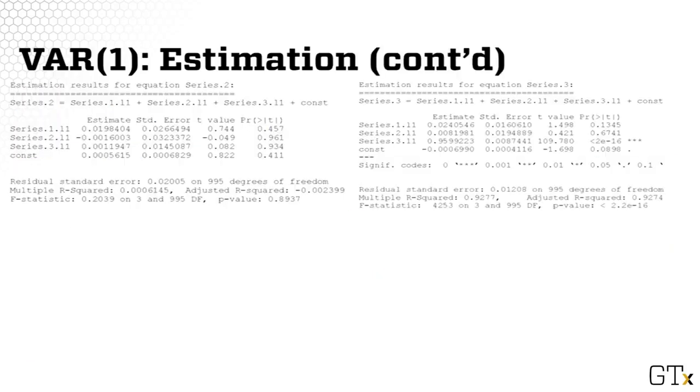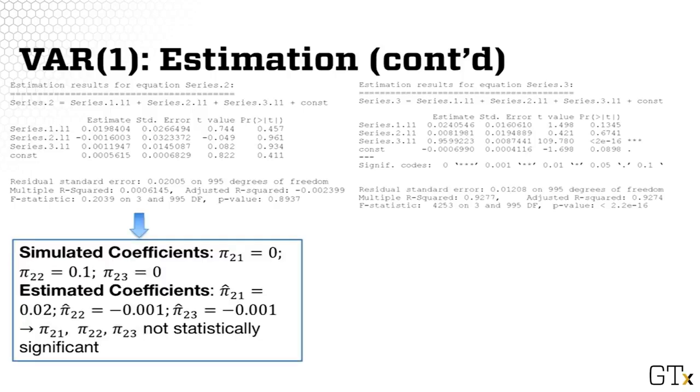The output for the other 2 time series is here. The one on the left is for the time series 2, and the one on the right is for time series 3. Similar to the output for time series 1, they provide information on the estimated coefficients and the p-values for the t-test for their statistical significance.